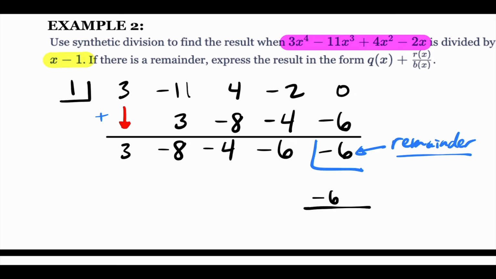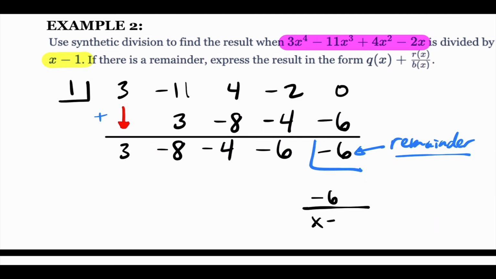What goes on the bottom? What's going to go on the bottom? Not 1, x minus 1. X minus 1. Yeah, that's still the same. The divisor, right? This guy is still going to go on the bottom. Not the 0, just the divisor. Okay? And then I put a plus in front.